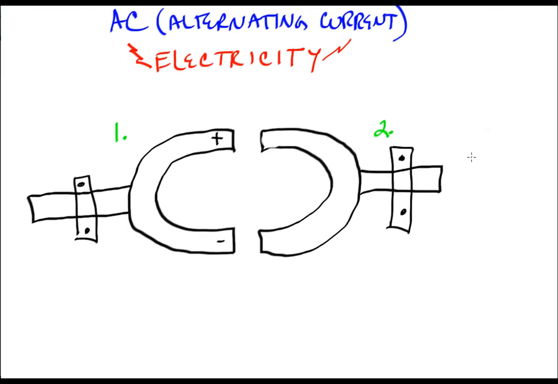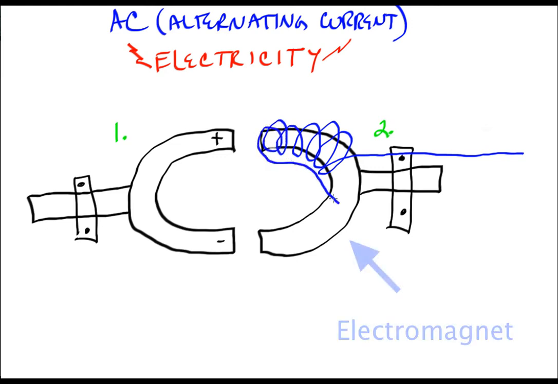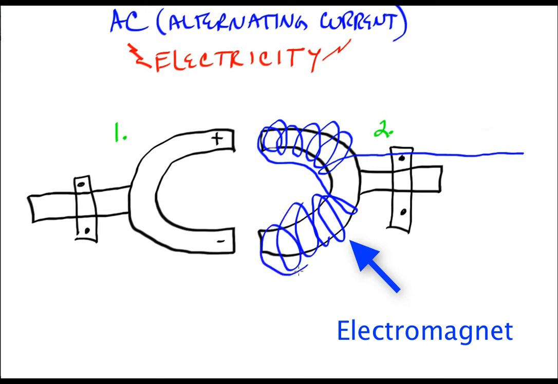So we're going to keep magnet number 1 exactly as it is. But number 2, we're going to actually change the property of this shape. We're going to just create an iron core that looks like a magnet, but we are actually going to create an electromagnet. We're going to do that by taking wire and wrapping it around this iron core, back down the magnet, wrap it around this side, and back down here.